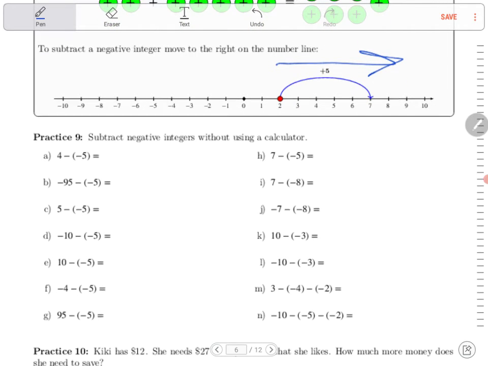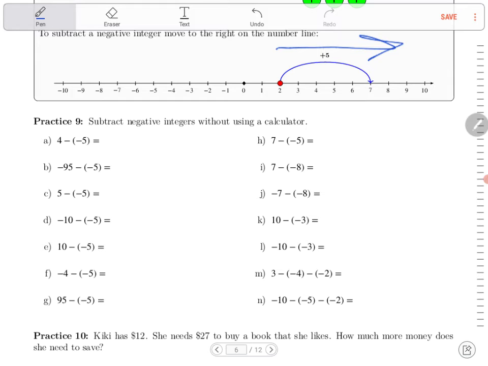In practice set 9, let's start with A. That problem is 4 minus negative 5. Well, since we know that subtracting a negative integer is the same as adding a positive integer, we can rewrite this problem as 4 plus 5. And that you already know. That's an elementary school addition problem. 4 plus 5 equals 9.